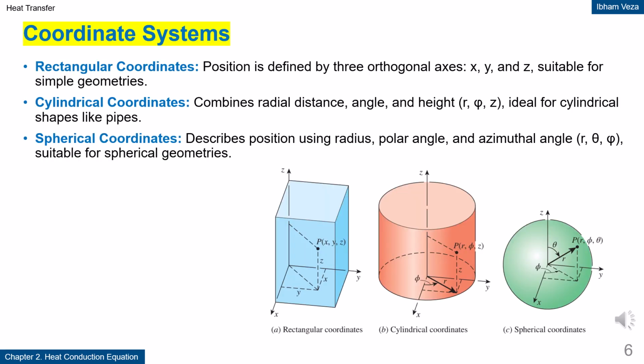Coordinate systems. The choice of coordinate system depends on the geometry of the object being analyzed. Cartesian coordinates are suitable for simple geometries, such as slabs or blocks. Cylindrical coordinates are used for pipes or cylindrical objects. Spherical coordinates are appropriate for spherical geometries. Selecting the proper system simplifies the derivation and solution of the equations.